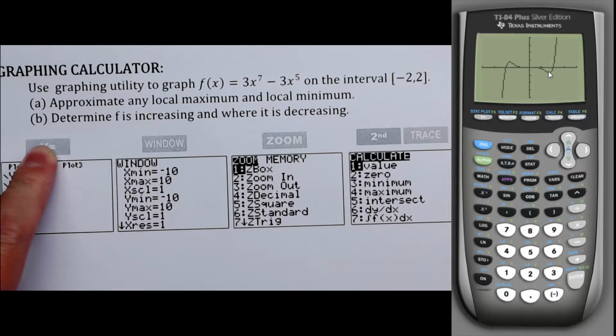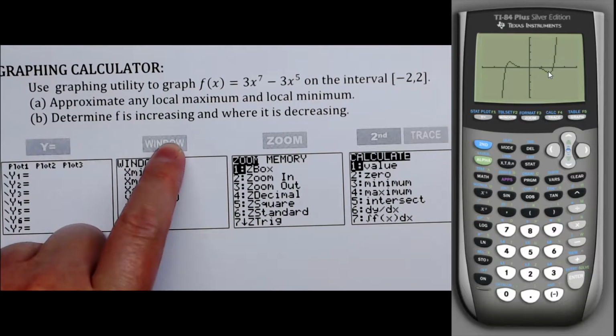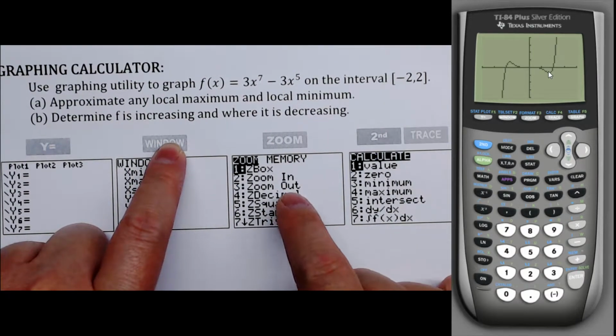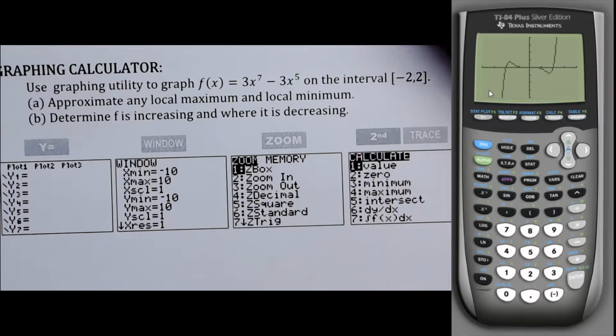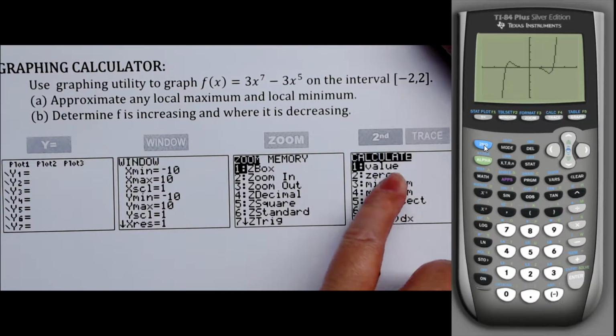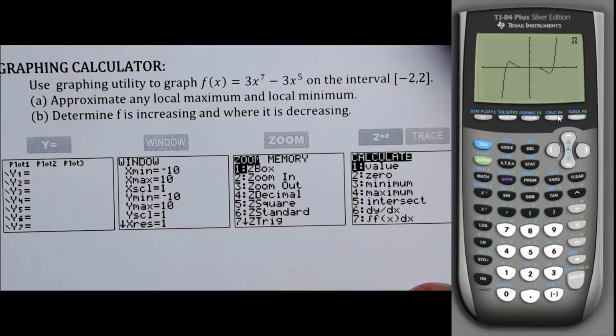So y equal to, enter the function, adjust the window if we need to. We'll get back to this in a minute. Now what we need to do is find the local max and local min. So to go to local max and min, we hit second, calculate, and local minimum. So that's option number 3. And we hit enter.